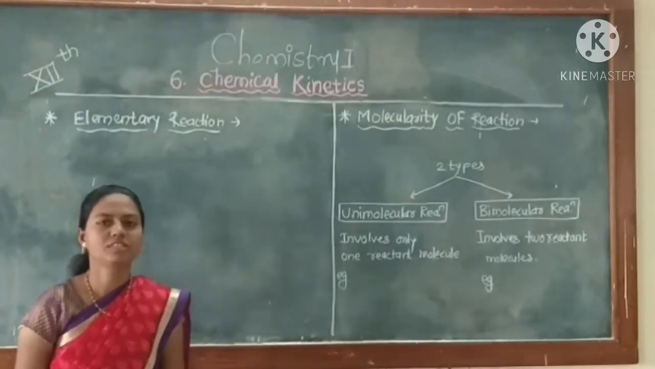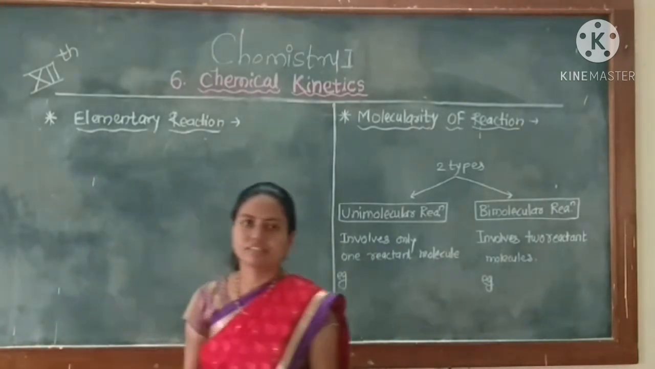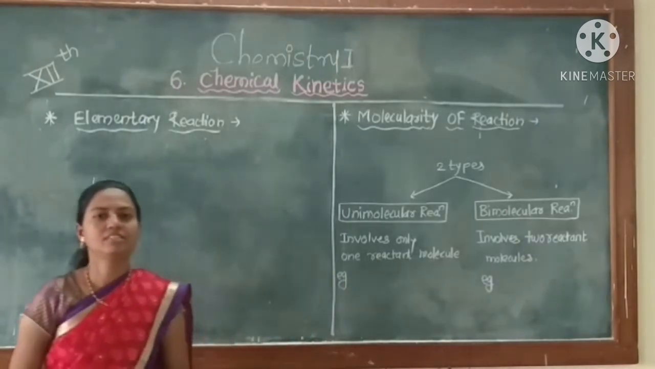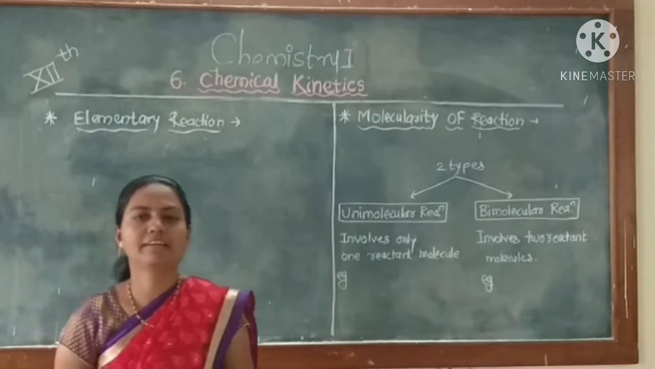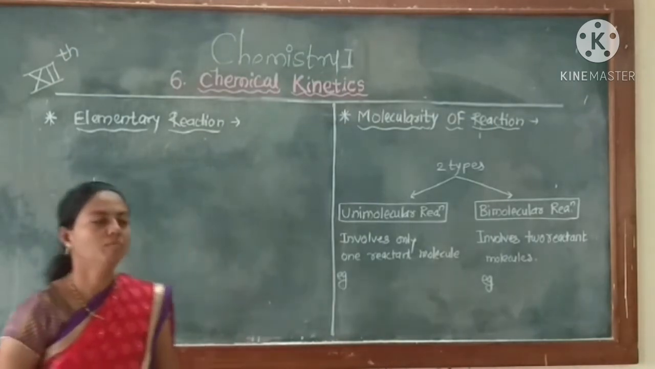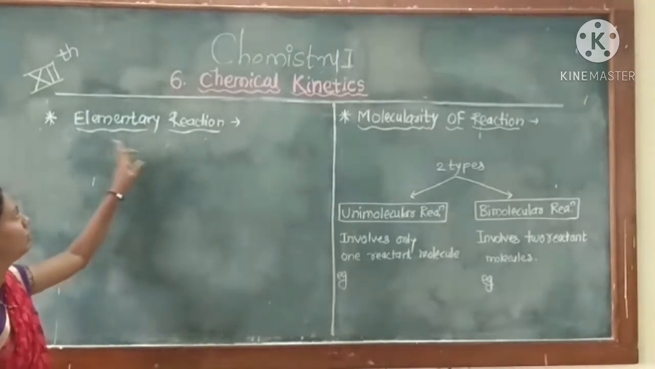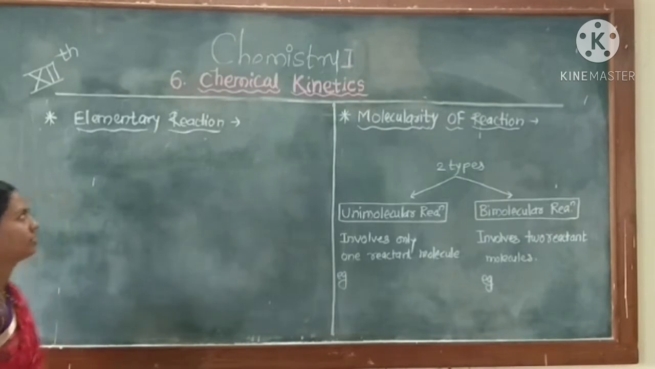In this lecture, we have to see the next point, elementary reaction. Then what is meant by elementary reaction? Elementary reaction is the reaction which takes place or occurs in a single step and cannot be broken down into other steps. That means an elementary reaction can occur in only a single step.